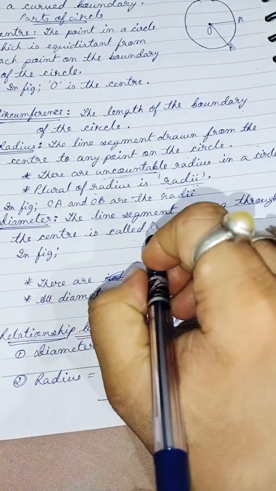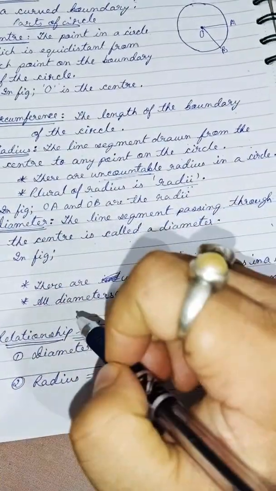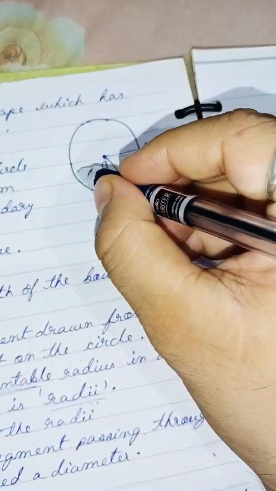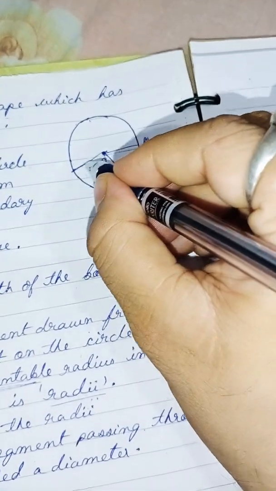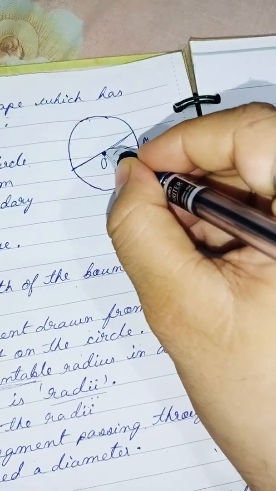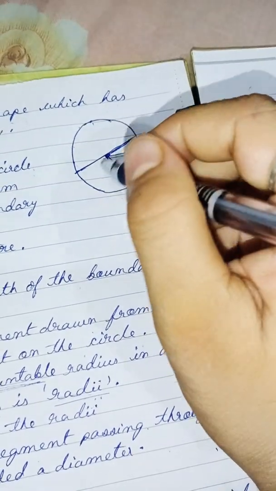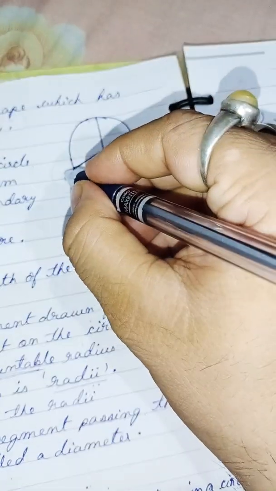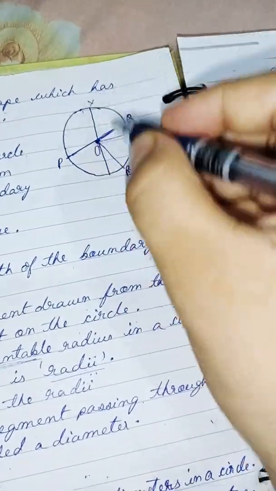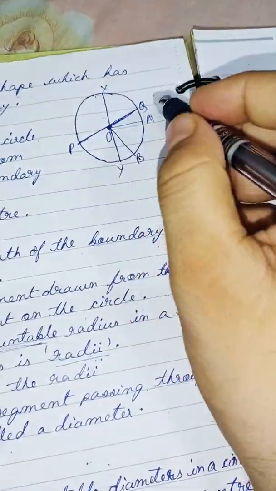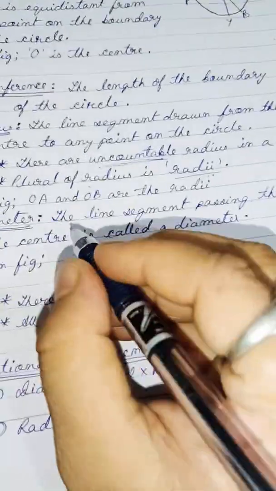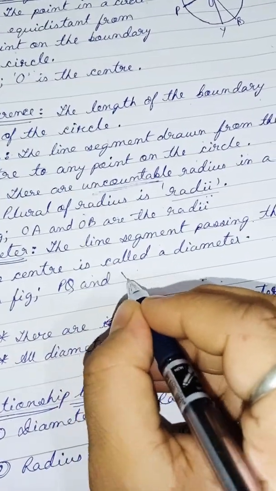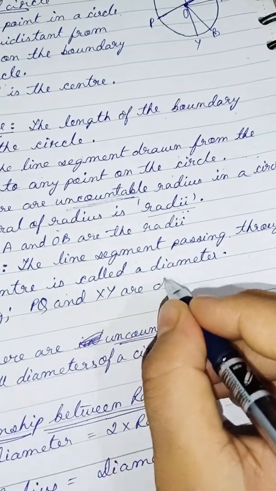Diameter is the line segment passing through the center. Okay, so any line segment that passes through the center, say this is the center, so a line segment that passes through this point is known as the diameter. You can draw more. This is also a diameter, say P, Q, X, Y. So both these lines that pass through the center are known as diameters. So in the figure, PQ and XY are diameters.